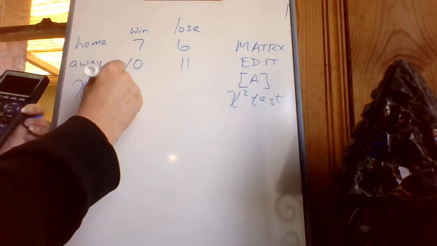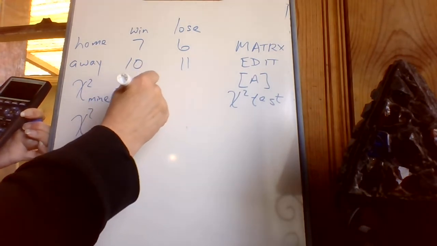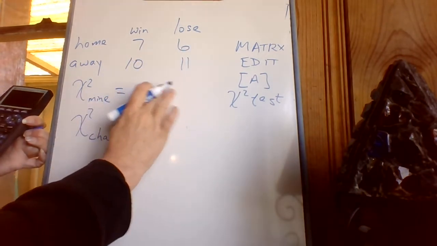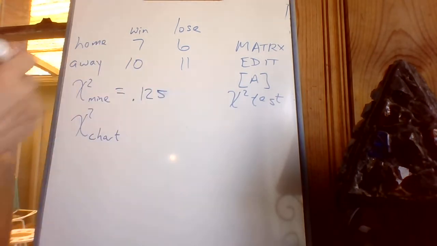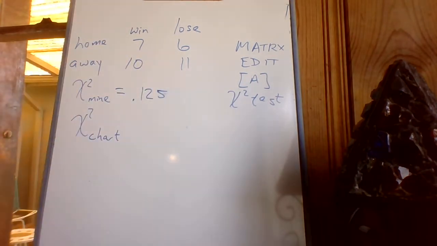Chi-squared mine is 0.1245. Why don't I call it 0.125? All right, chi-squared from the chart.